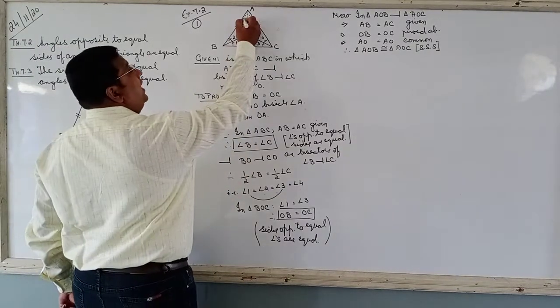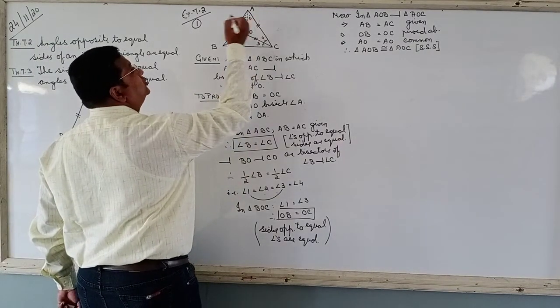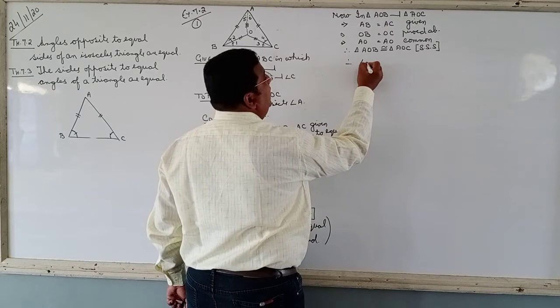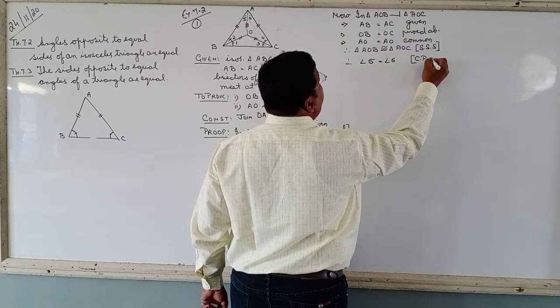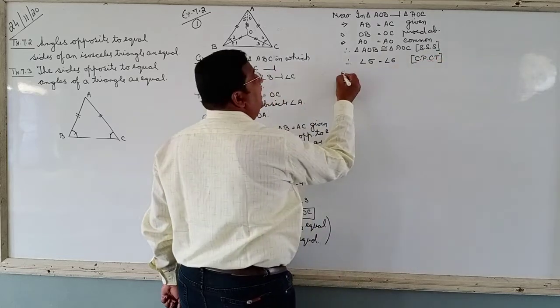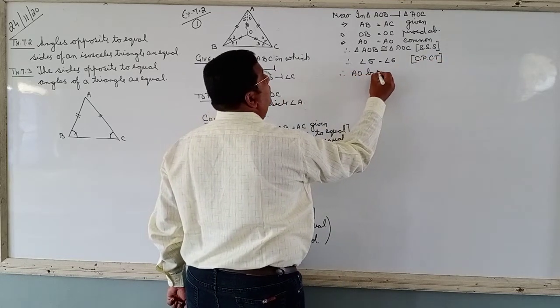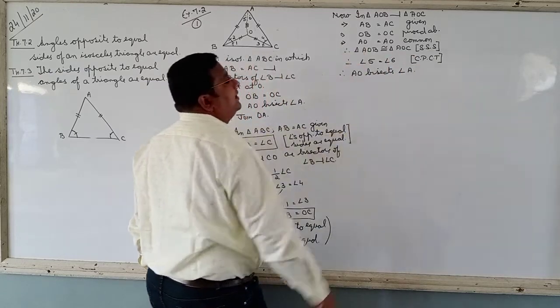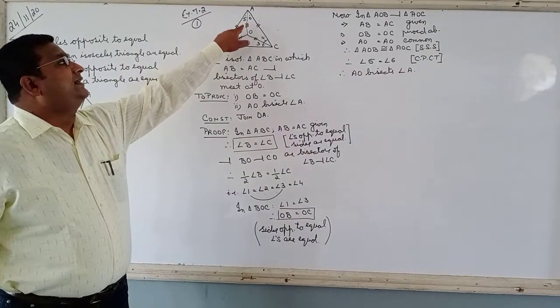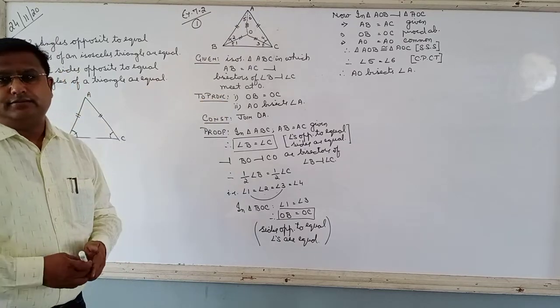So therefore, angle number 5 is equal to angle number 6. Reason: CPCT. Therefore, AO bisects angle A. It is bisecting this angle A. Completed.